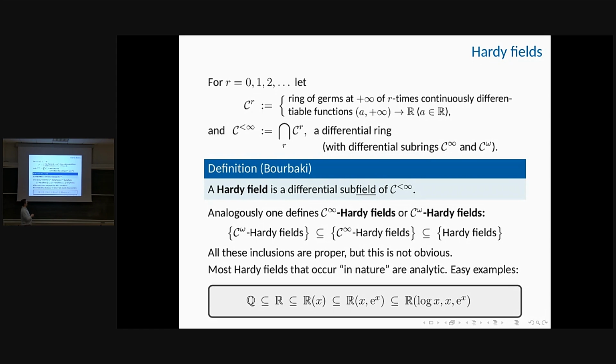All these examples here are analytic. In fact, most of the Hardy fields that you meet in practice are going to be analytic. This is why in this talk I want to focus on those. So this is this small class here.